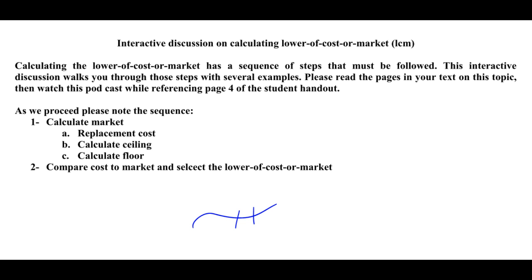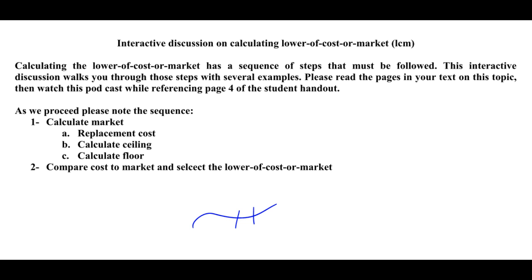Please read the pages in your textbook on this topic so you understand the terminology I'll be using, because I'm not going to explain that, I'm just going to use it. And then watch this podcast while referencing page 4 of the student handout. Sometimes I'll calculate lower of cost or market, demonstrating it for you, and other times I'll have you calculate it and compare it to what I did. As we proceed, please note the sequence with which you follow events.